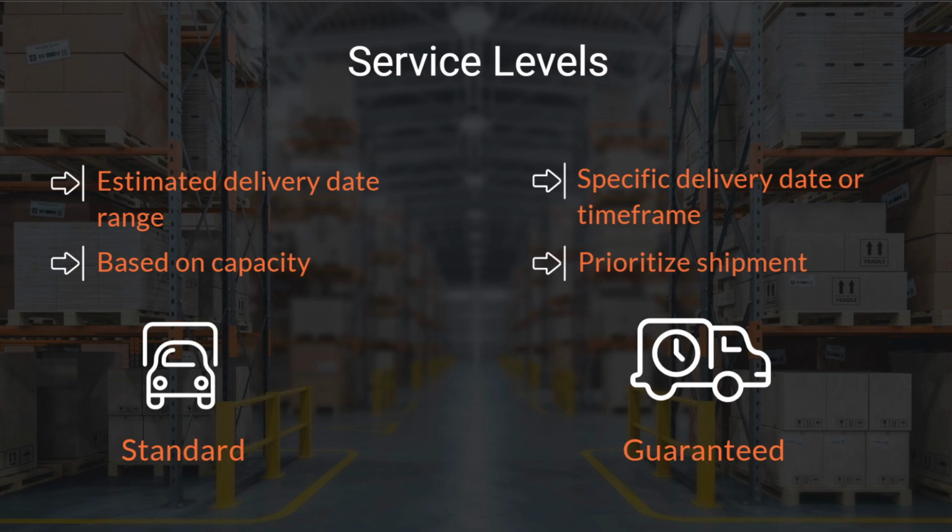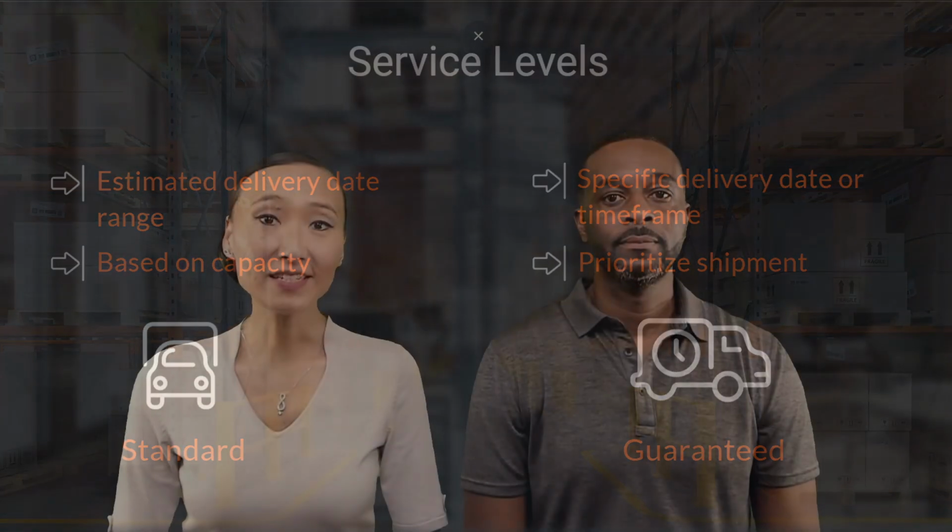Sometimes the carrier will have a money-back guarantee if they fail to meet the promised deadline. Guaranteed service level is generally more expensive than standard as it provides a higher level of service and accountability. Carriers will prioritize guaranteed freight within their network, making it more likely to get there on time. Guaranteed service levels also may come with some restrictions and requirements, such as earlier cutoff times.